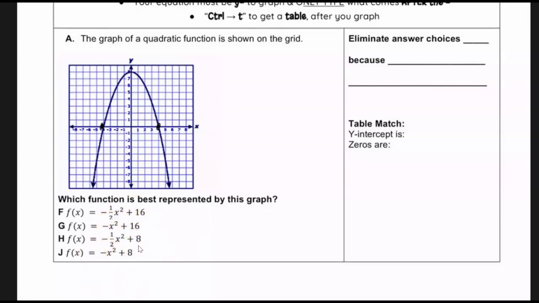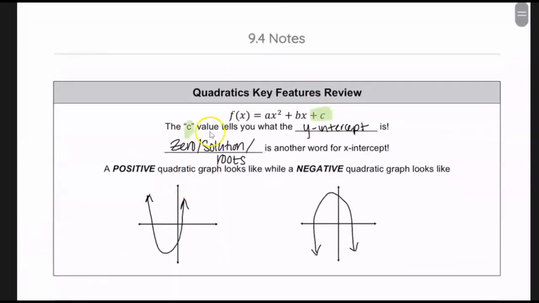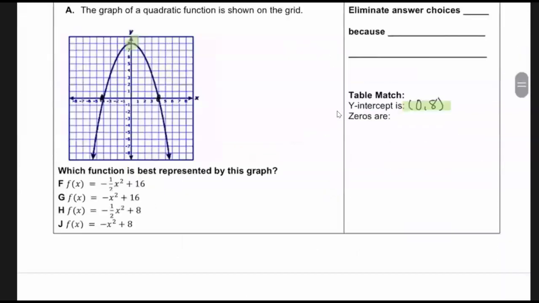So first off, to eliminate some answer choices, we can do that by looking at our y-intercept, which is 8. So you have a y-intercept at 0, 8. And that tells you something very important. Remember, your y-intercept up here is your c value, the number at the end of the equation with no x. So we look at these equations here.